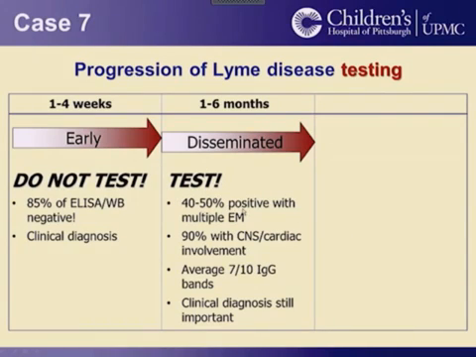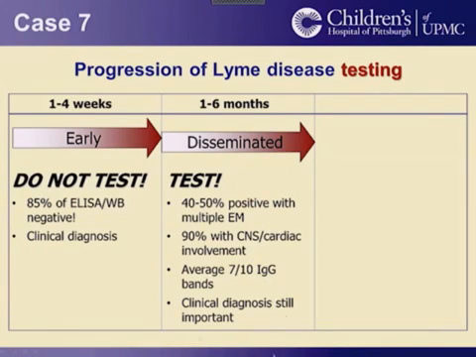40 to 50% of acute sera are positive with multiple EM, and that rises as high as 75 to 80%, based on a good study by Alan Steer in 2008. And 90 to 100% of patients with CNS or cardiac involvement will have acutely positive sera, with an average of 7 of 10 IgG bands.